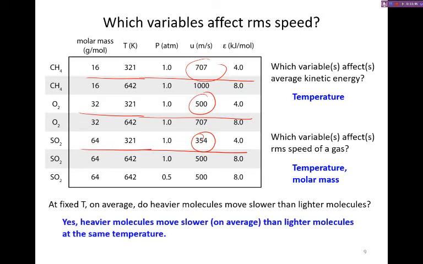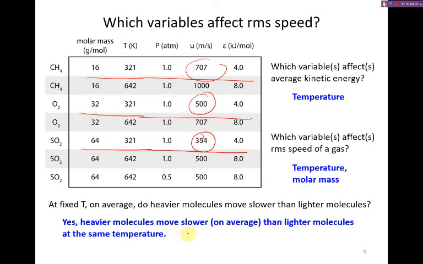And so at a fixed temperature, on average, the heavier molecules are moving slower than the lighter molecules while they're at the same temperature. Again, at the same temperature, if you have two different types of molecules, or more, the heavier molecules, the ones with higher molar mass, are going to move at a slower speed. And that's because they have, on average, the same kinetic energy.